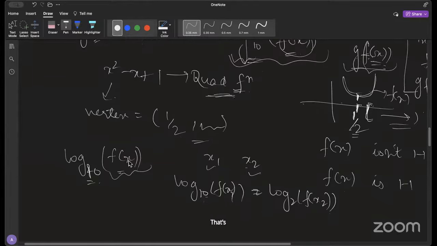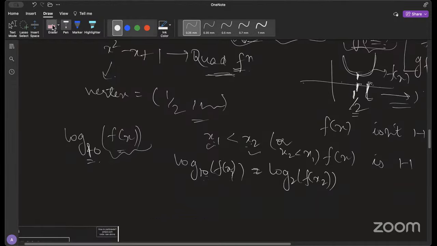Isn't that automatically true? If you have 2 different points, either x1 is less than x2 or x2 is less than x1. And because your log base 10 is an increasing function, let's even not go there.